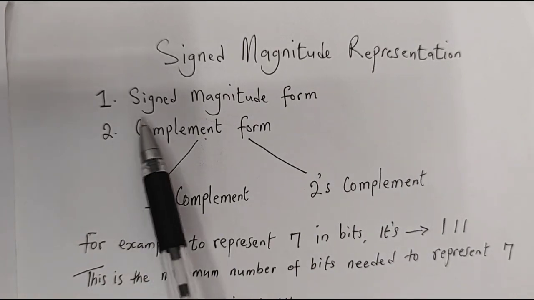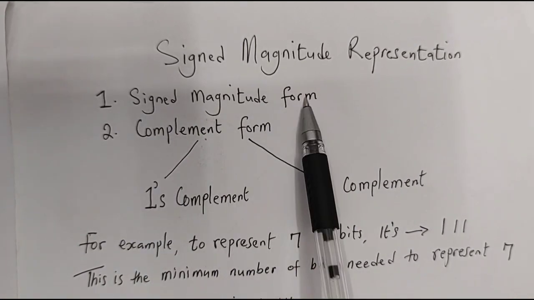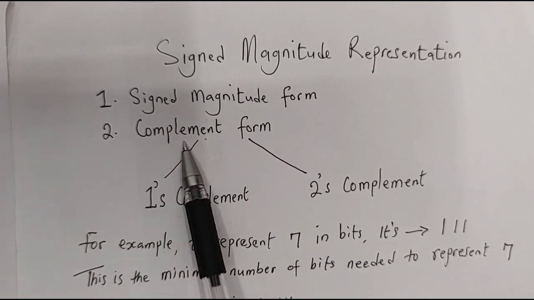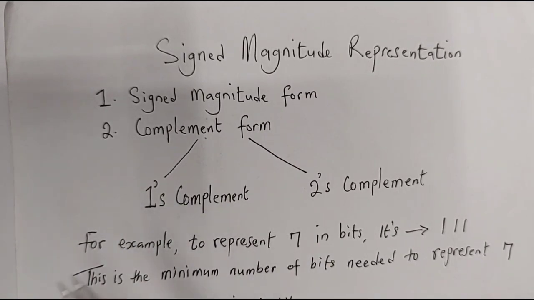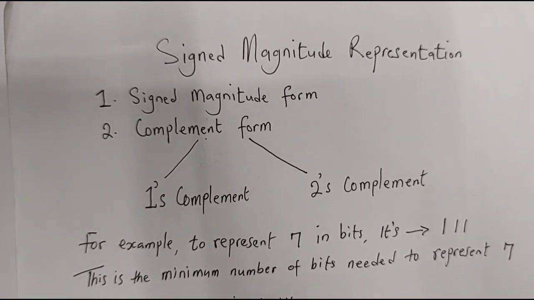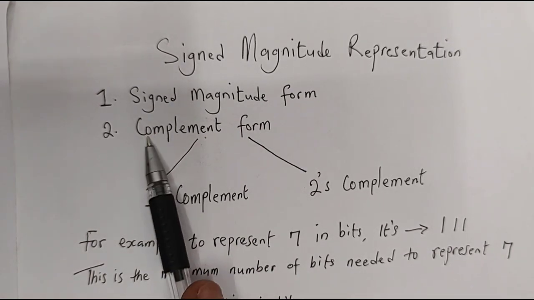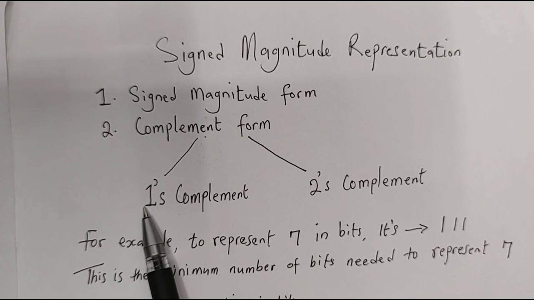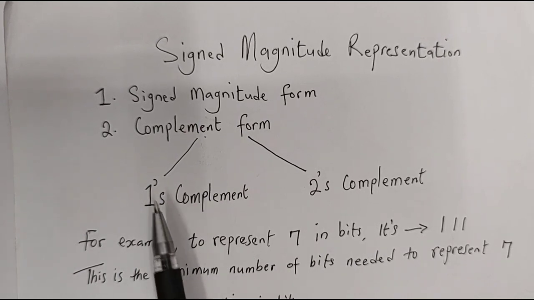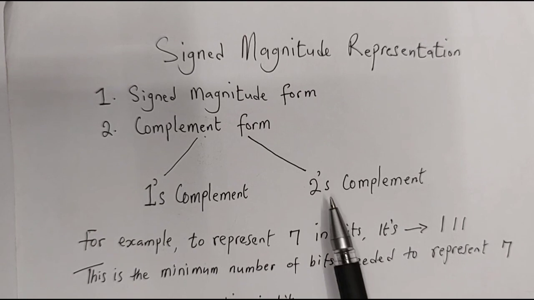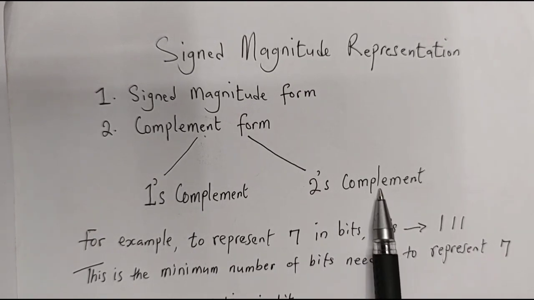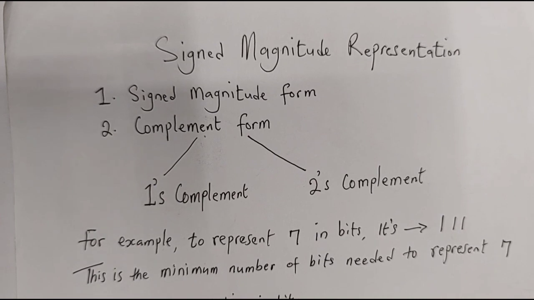The first one is signed magnitude form, and then we have the complement form. The complement form is nothing but the act of completing a particular expression. So this is what it's all about. Now the second part, which is the complement form, is divided into two parts. We have one's complement and then we have the two's complement. Now I'm going to be explaining this concept to you in a moment.